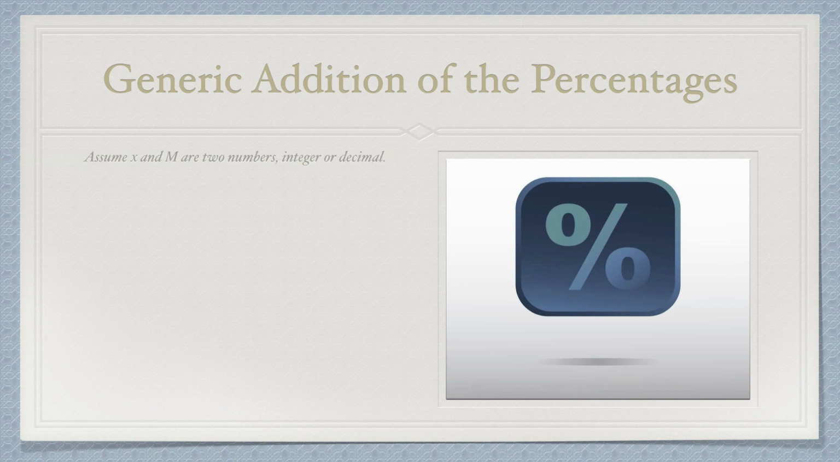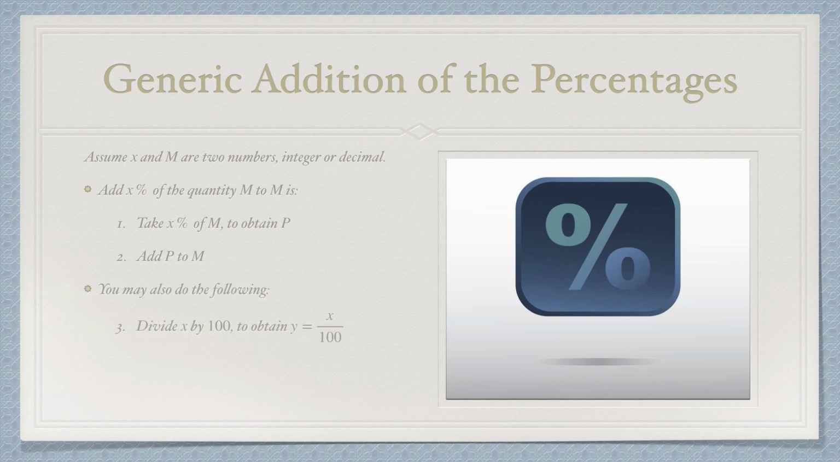What is the formal definition of the addition of the percentages? Assume x and m are two numbers, integer or decimal. Add x% of the quantity m to m is: take x% of m to obtain p, and then add p to m, p plus m.